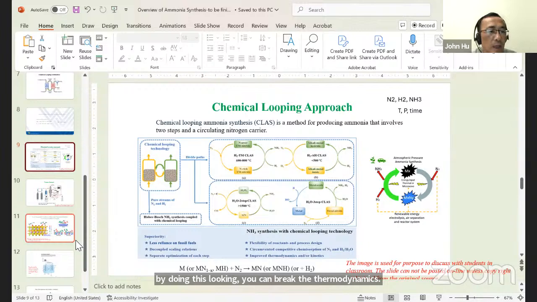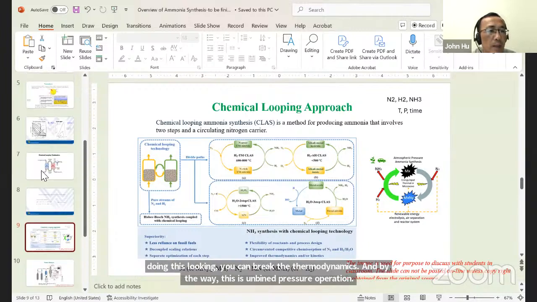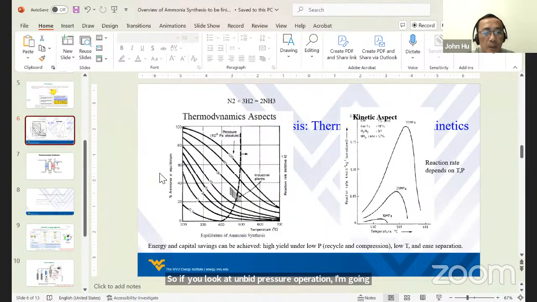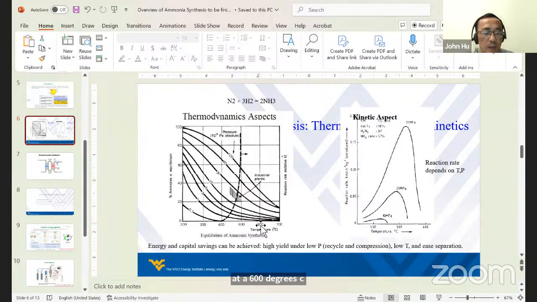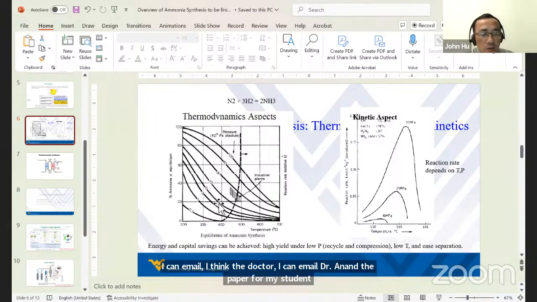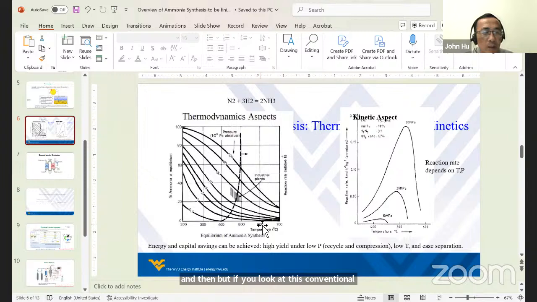If you look at ambient pressure operation, I'm going back. Keep in mind, at ambient pressure and 400 degrees C, you essentially do not produce ammonia. But for chemical looping ammonia synthesis, you have to operate at 600 degrees C. And I think I can email Dr. Anand the paper from my student. If you look at the conventional way to make ammonia, at 600 degrees C and ambient pressure, you do not produce ammonia.